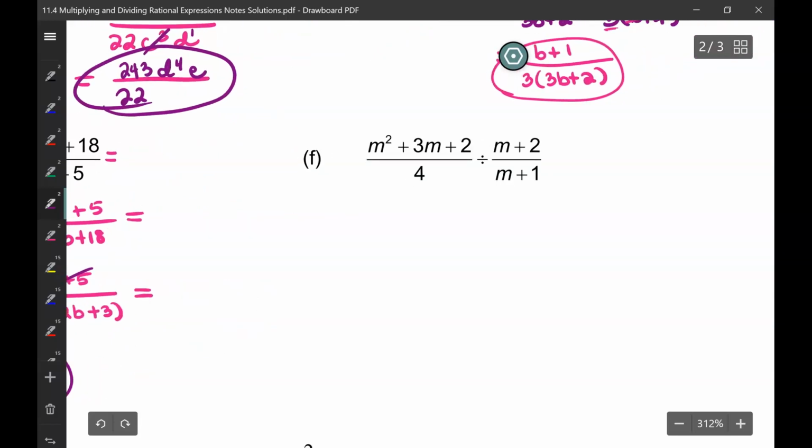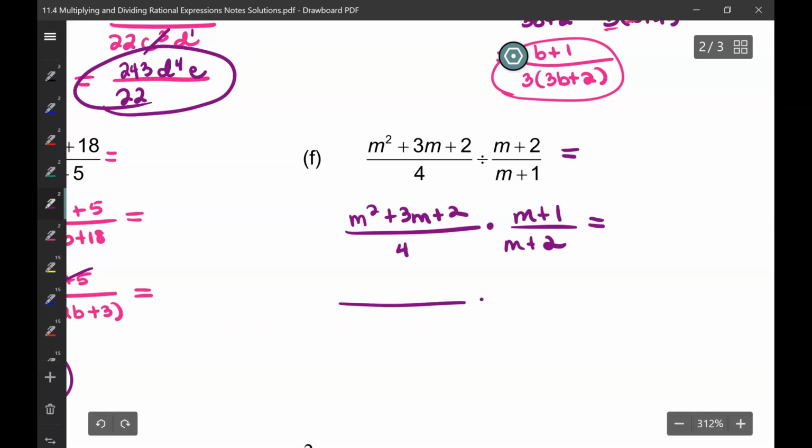Okay, last one on this page. So we're going to keep m squared plus 3m plus 2 over 4. Change division to multiplication, flip m plus 1 over m plus 2. Looks like we can try to factor the numerator here. So what two numbers will multiply together to give us a 2 and add up to 3? Plus 2, plus 1.